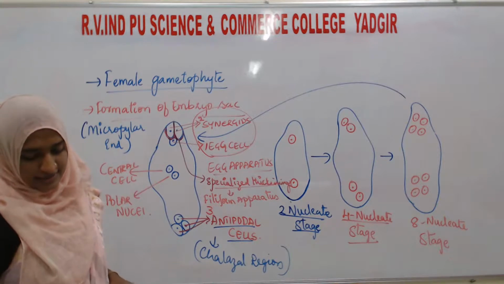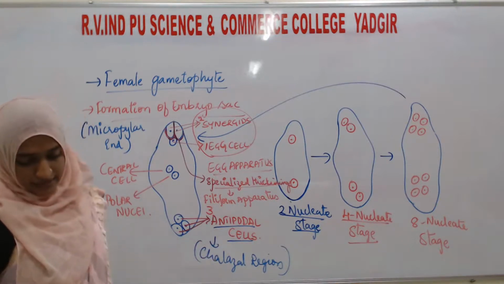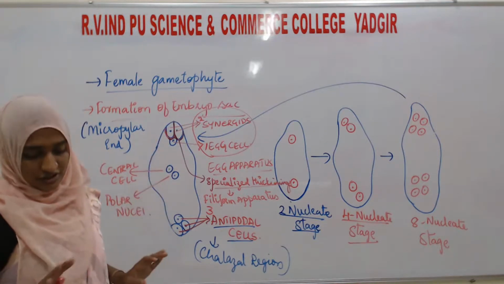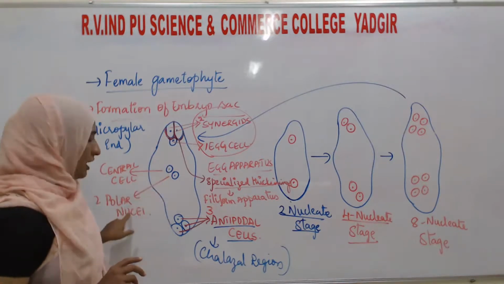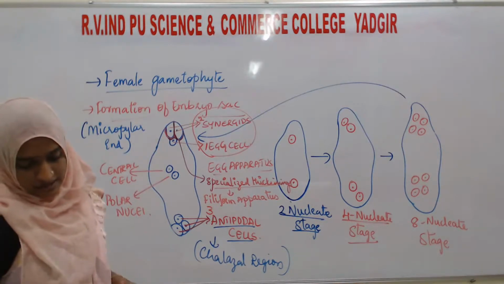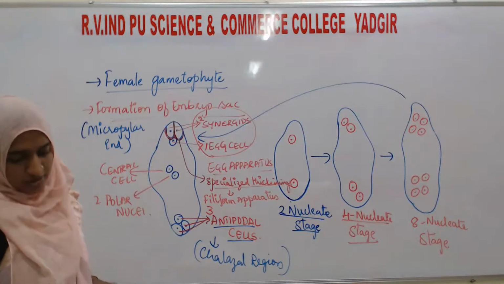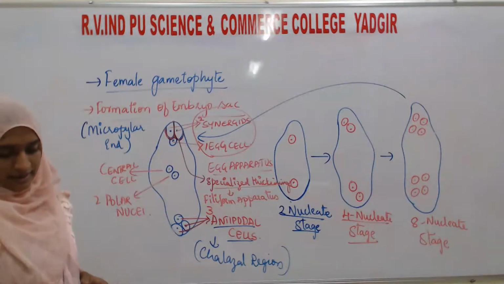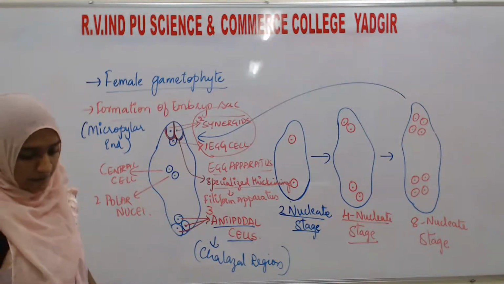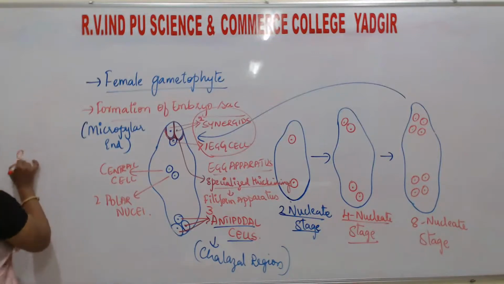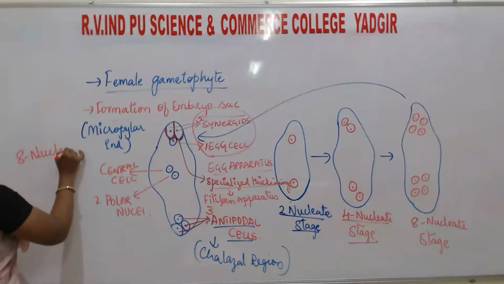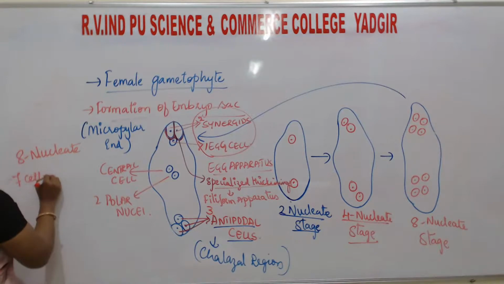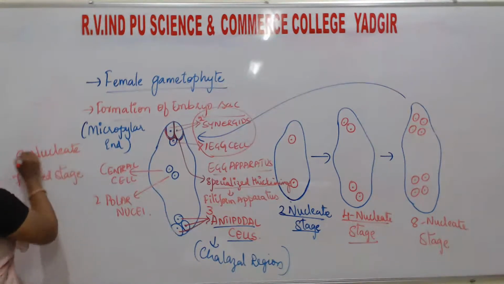Okay, and 3 cells are at the chalazal region, which are known as the antipodal cells, and the central cell, as mentioned earlier, has no cell wall formation, and you can see 2 polar nuclei. So the large central cell has the 2 polar nuclei, and a typical angiospermic embryo sac at maturity shows an 8 nucleate, 7 celled stage.